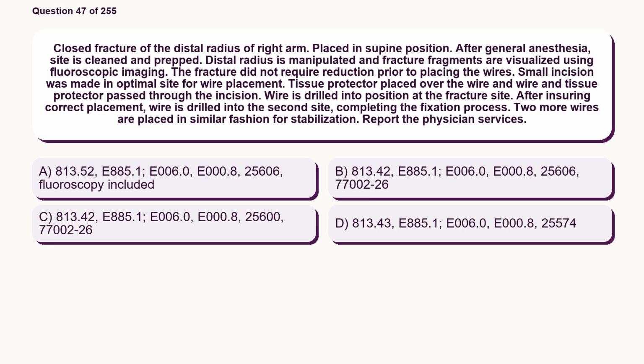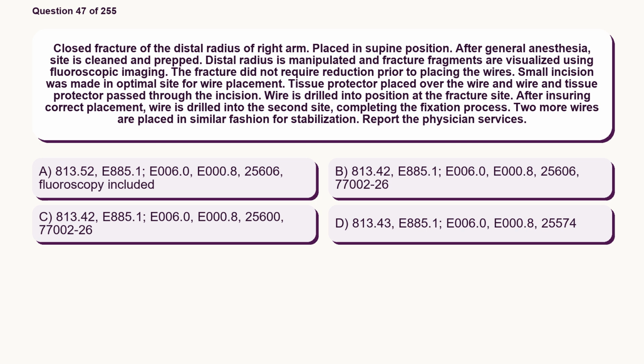After general anesthesia, site is cleaned and prepped. Distal radius is manipulated and fracture fragments are visualized using fluoroscopic imaging. The fracture did not require reduction prior to placing the wires. Small incision was made in optimal site for wire placement. Tissue protector placed over the wire and tissue protector passed through the incision. Wire is drilled into position at the fracture site. After ensuring correct placement, wire is drilled into the second site, completing the fixation process. 2 more wires are placed in similar fashion for stabilization.